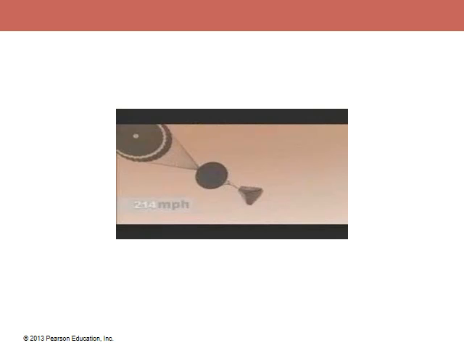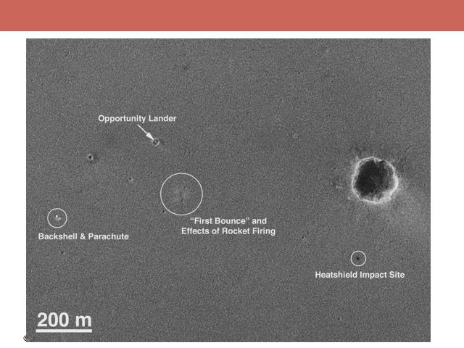Okay, so that is how we landed the Spirit and Opportunity rovers on the surface of Mars with airbags and lots of bounces, which is definitely a really cool way to land on a planet, especially when you can take a selfie.